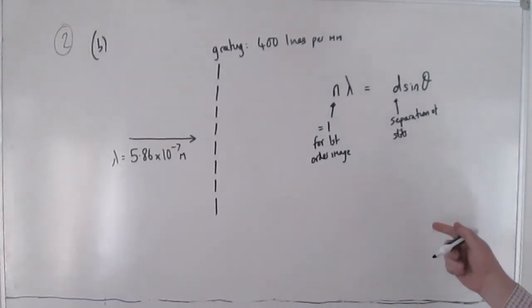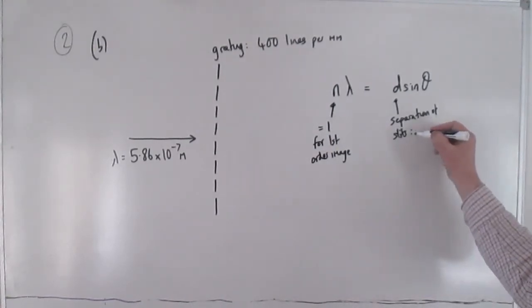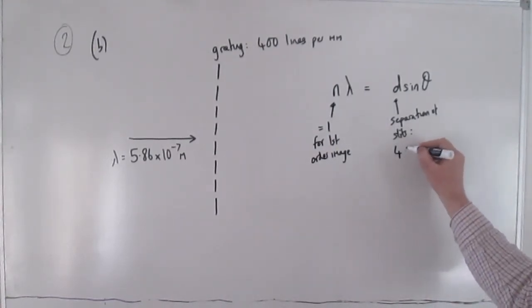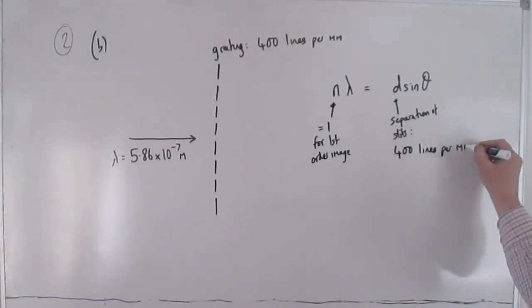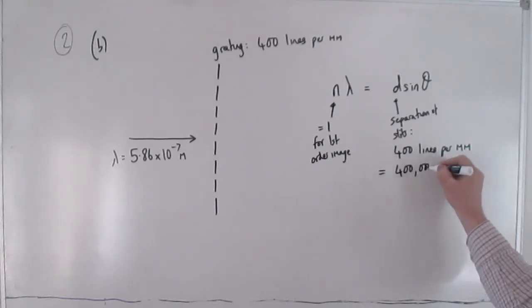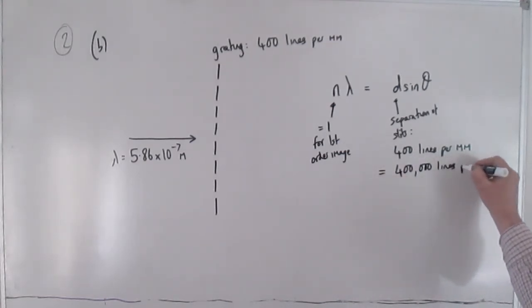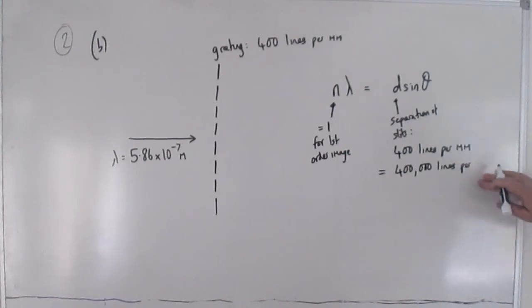And you get that just by saying, well, if there are 400 lines per millimetre, so you've got 400 lines per millimetre, means that you have 400,000 lines per metre, right? Because there's 1,000 millimetres in a metre, so 400,000 lines per metre.